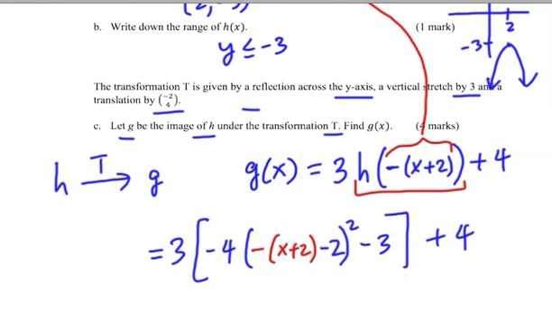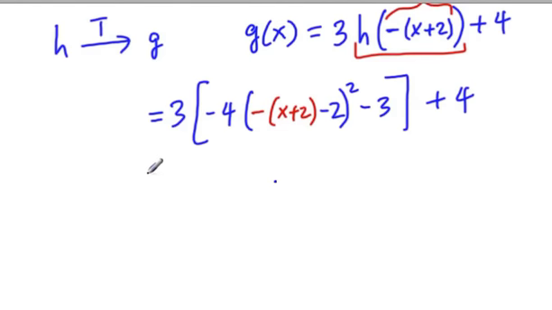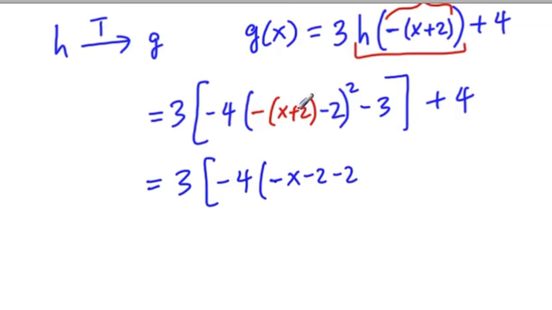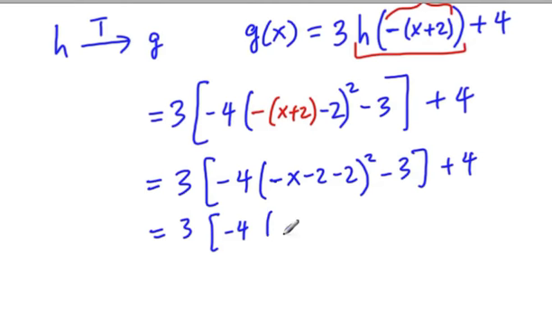So we're almost done. We're actually halfway there. So this is 3. So next thing I'm going to do, I'm just going to simplify this expression. So this is going to be -4. And this is going to be -x minus 2 minus 2. So this negative and this positive become this -2. And that -2 was already there. Squared minus 3 plus 4. This is going to be 3 -4. This is going to be -x minus 4, so -x minus 4 squared minus 3 plus 4.